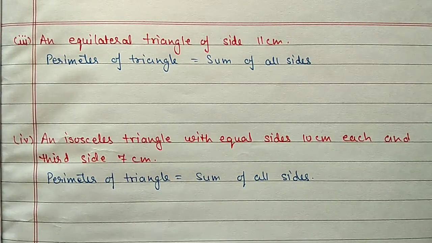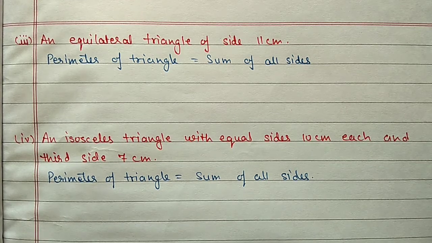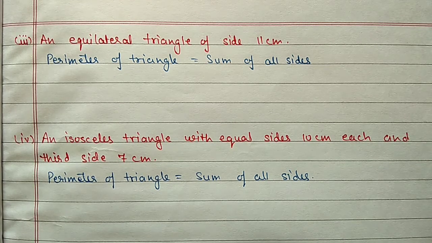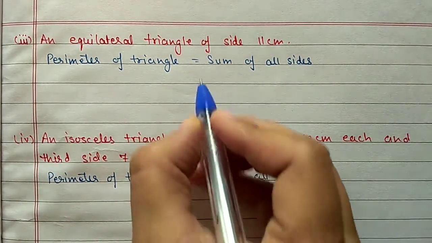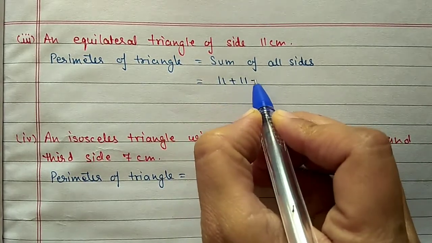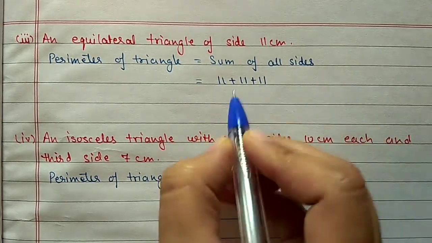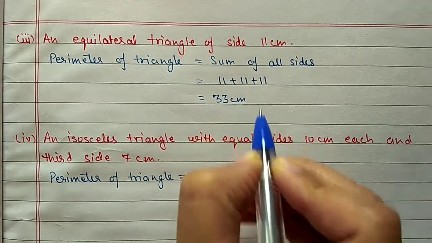Next, third part, an equilateral triangle of side 11 centimeter. An equilateral triangle means all the three sides are equal. So the perimeter of the triangle is equal to the sum of all three sides. The first side is 11, another side is also 11 and the third side also 11. All the three are equal. So we get 33 centimeter.